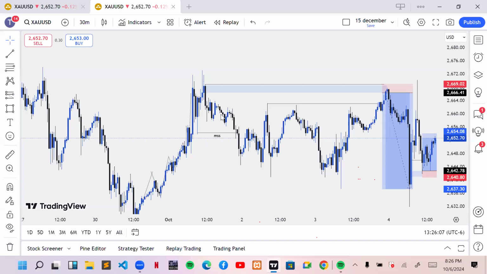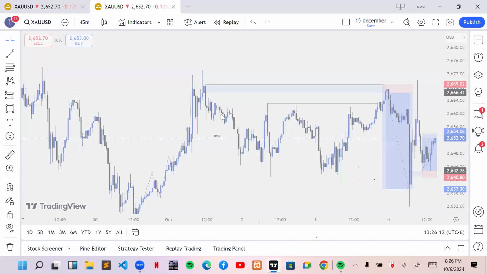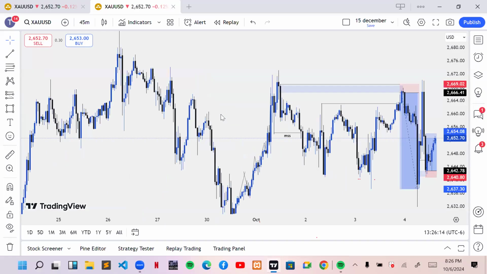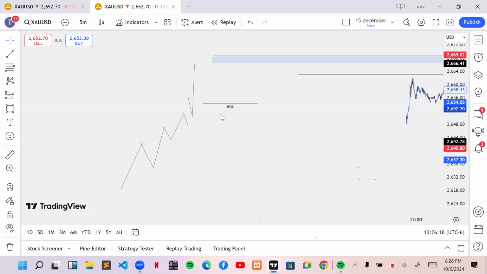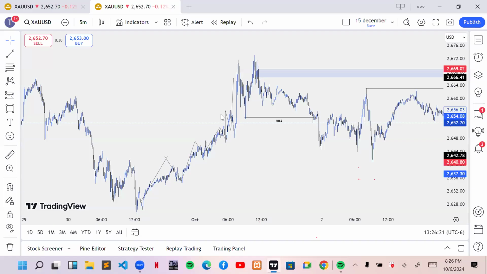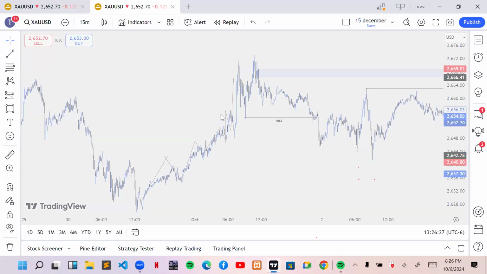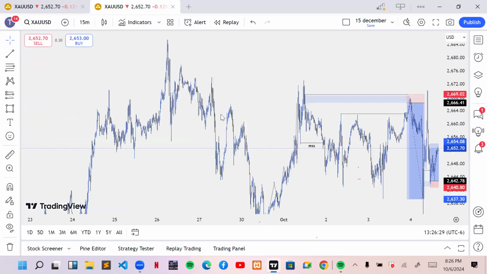For example, there was a market structure shift on 30 minutes. If I go to 45 minutes, it's still a market structure shift. If I go to 5 minutes, it's still a market structure shift. Structure is structure. 10 minutes, the same thing. 15 minutes, the same thing. You just have to identify structure. Structure is structure, regardless of time frames.